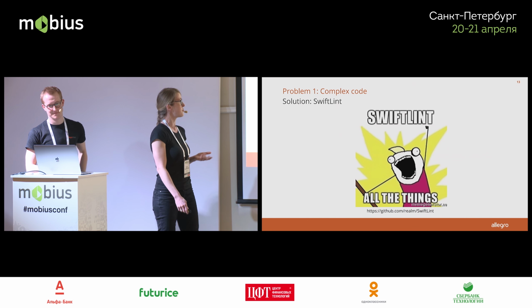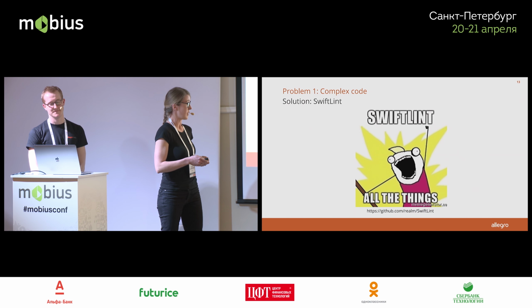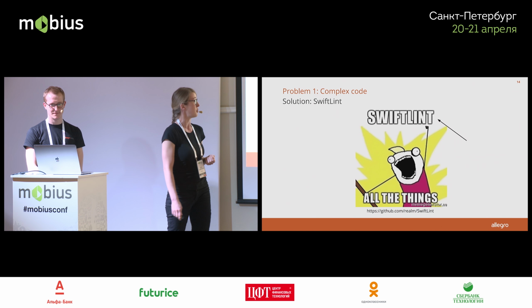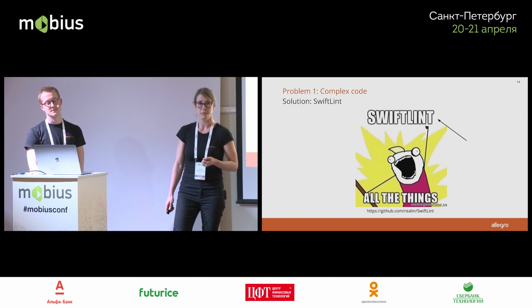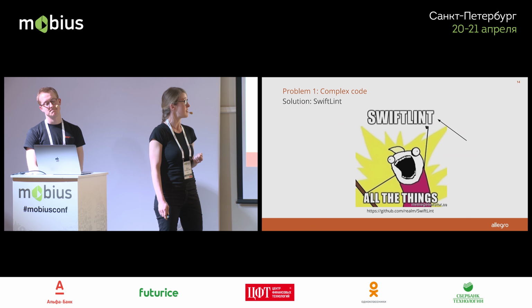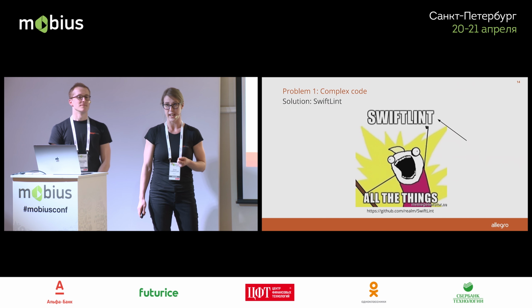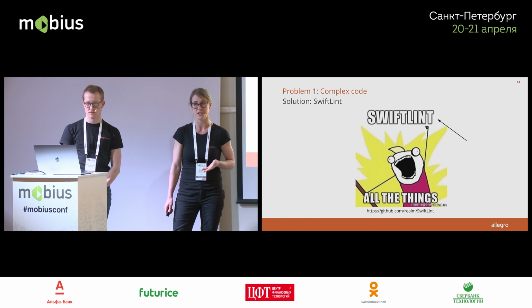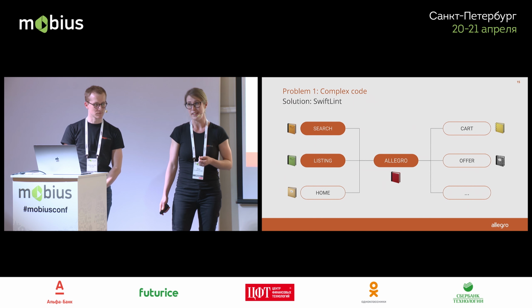So we use SwiftLint. Why did we use SwiftLint actually? There are many tools out there. We know that there is, for example, SonarQube or Tailor. We chose SwiftLint because it has a wide set of rules. It's also open source and actively maintained. And it's also used by other companies like Kickstarter or Lyft.